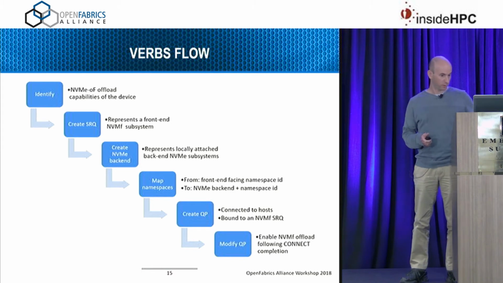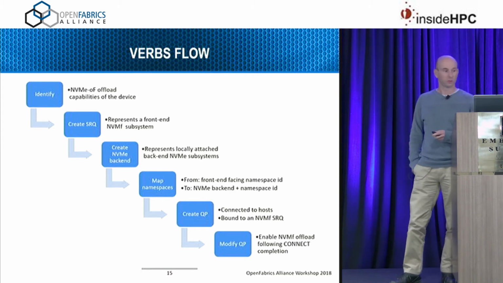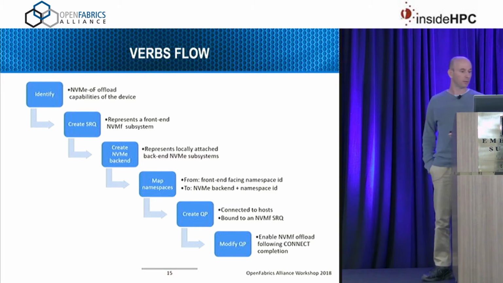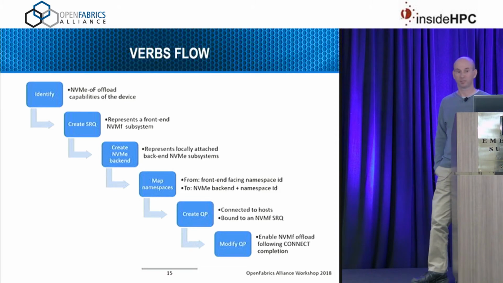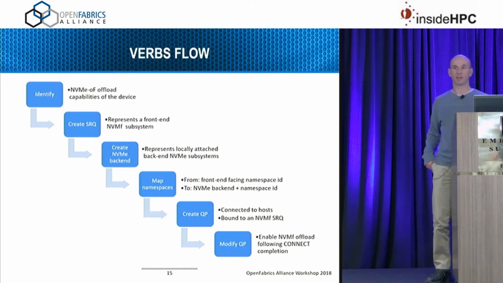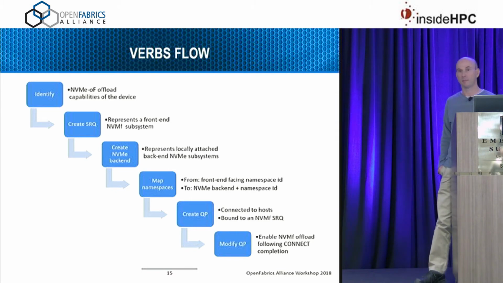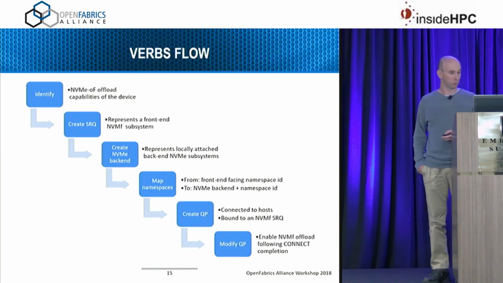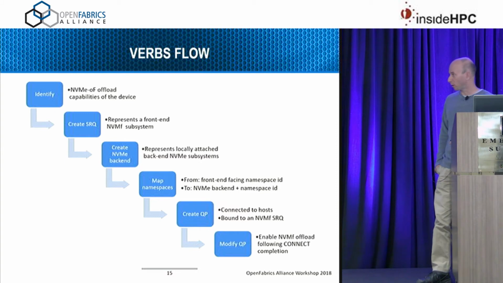So if we look at how this is being implemented in verbs, you start with querying the device, whether it has NVMe offload. Then you proceed with a representation of the NVMe subsystem, which, as I said, is a subclass of an SRQ. You create backend objects which correspond to submission queues and completion queues of the backend NVMe devices. Then you have to map namespaces. So, for example, a front-end namespace ID 2 could be mapped to a backend namespace ID 10 on a given NVMe backend controller. Once you have that, you can basically add in QPs that are connected through the RDMA CM as usual. And the final step is to enable acceleration.